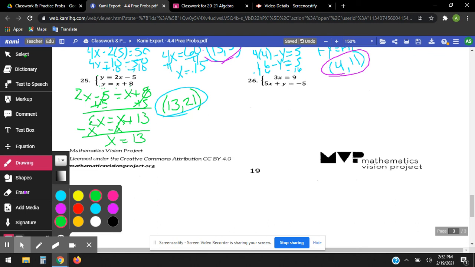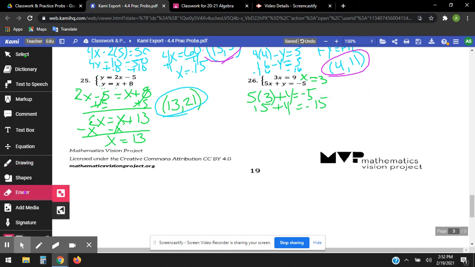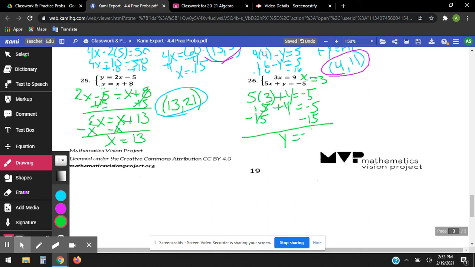3x equals 9. Well, x must equal 3 if 3 of them equal 9. So now I can plug in a 3 for x. 5 times 3 plus y equals negative 5. 15 plus y equals negative 5. Minus 15, minus 15. Y equals negative 20. And I know x equals 3, so my coordinates must be 3 comma negative 20.